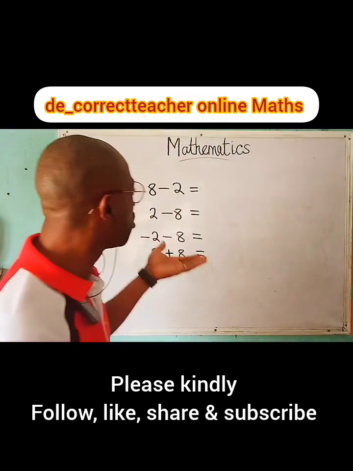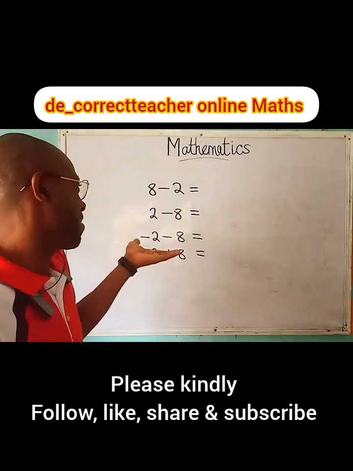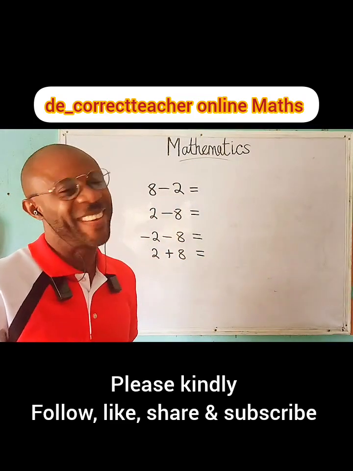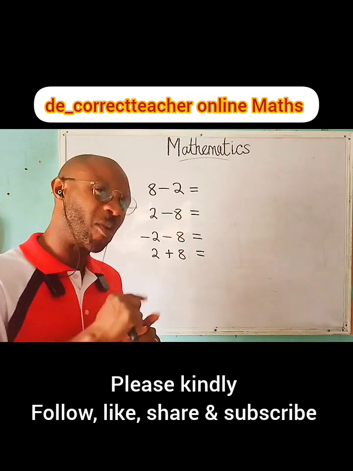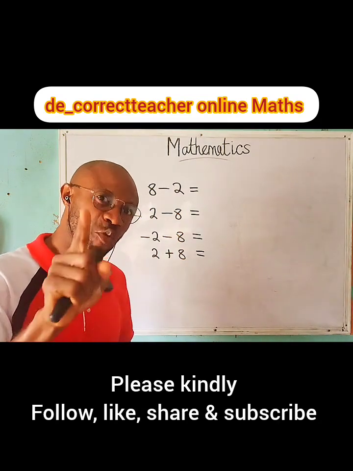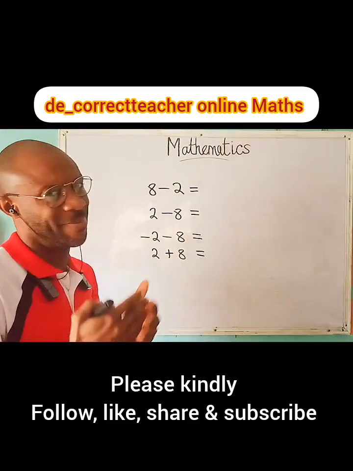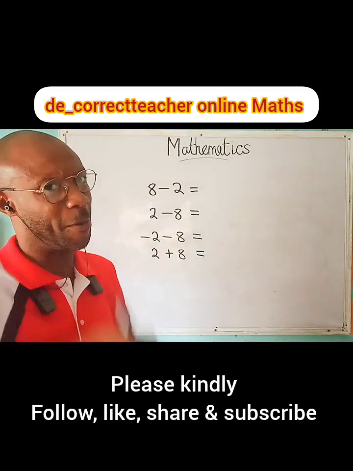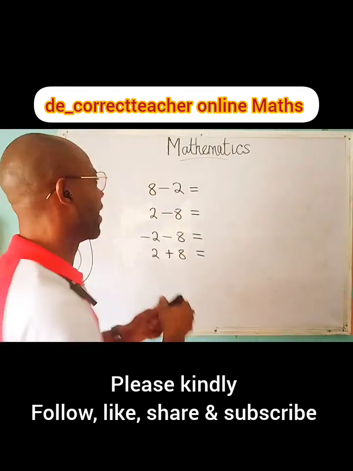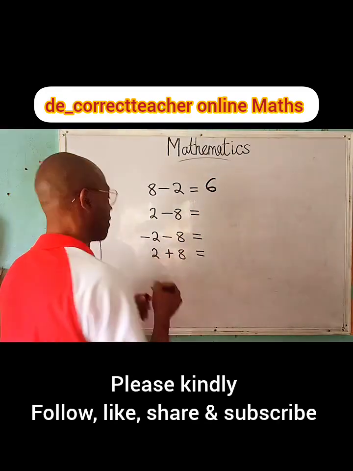So let's start. Today we have simple arithmetic. Of course, it's very simple. But look at it because there are some technicalities you need to learn here. If we say 8 minus 2, remove 2 away from 8, that will mean 6.